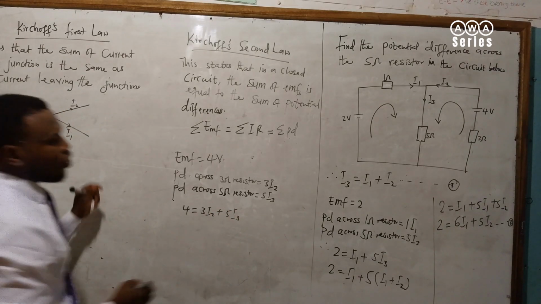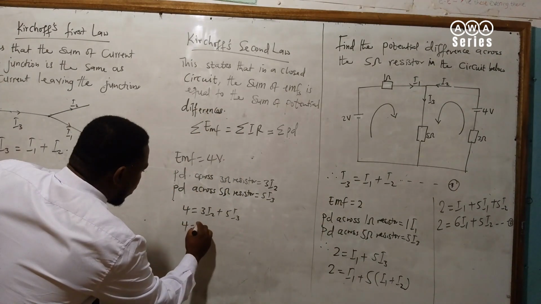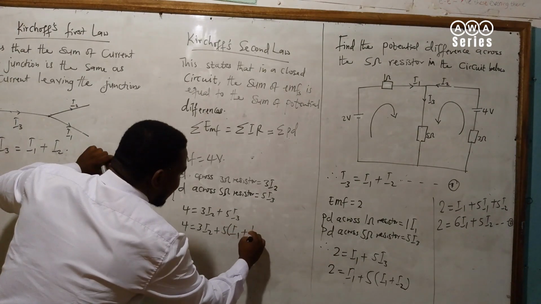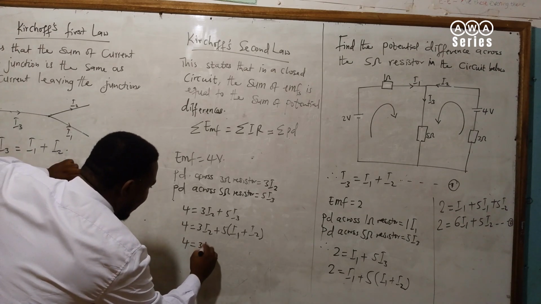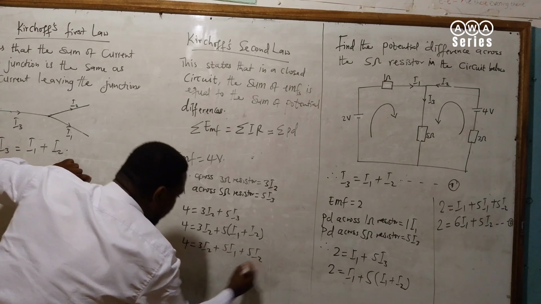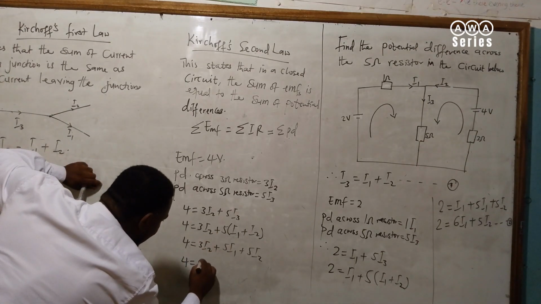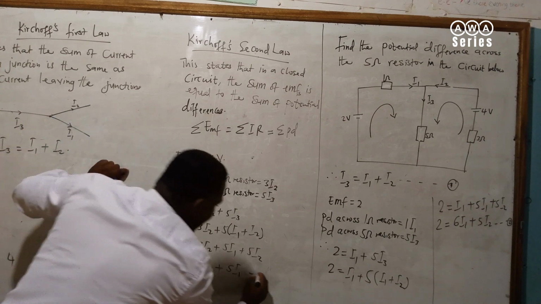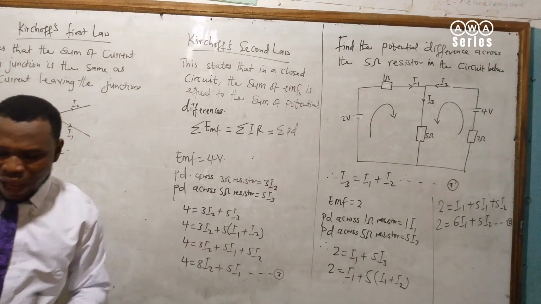But from the first equation, we have I3 to be I1 plus I2, so we fix it here. So you have 4 is equal to 3I2 plus 5 into brackets I1 plus I2. And when you do this very well, you have 4 equal to 3I2 plus 5I1 plus 5I2. 3I2 plus 5I2 is 8I2. We have 4 equal to 8I2 plus 5I1, and this one you can call equation 3. So now you can solve equation 3 and equation 2 simultaneously.